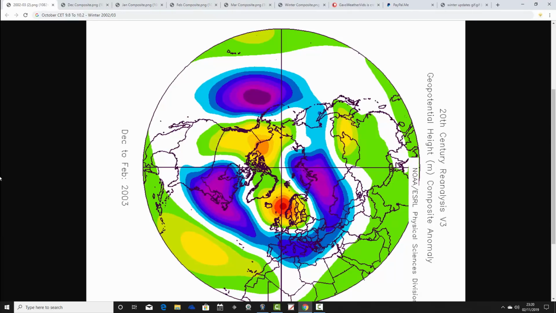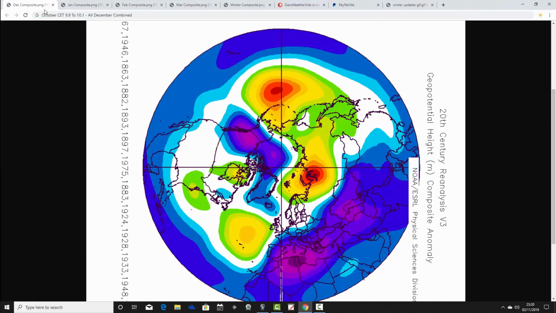And then finally we have 2002, 2003. Following an October CT range of 9.8 to 10.2. This one with high pressure over Scandinavia, bringing in easterly winds. It looks like it should be a cold winter, but actually it wasn't a particularly cold winter. It's one of those winters that never really came together.